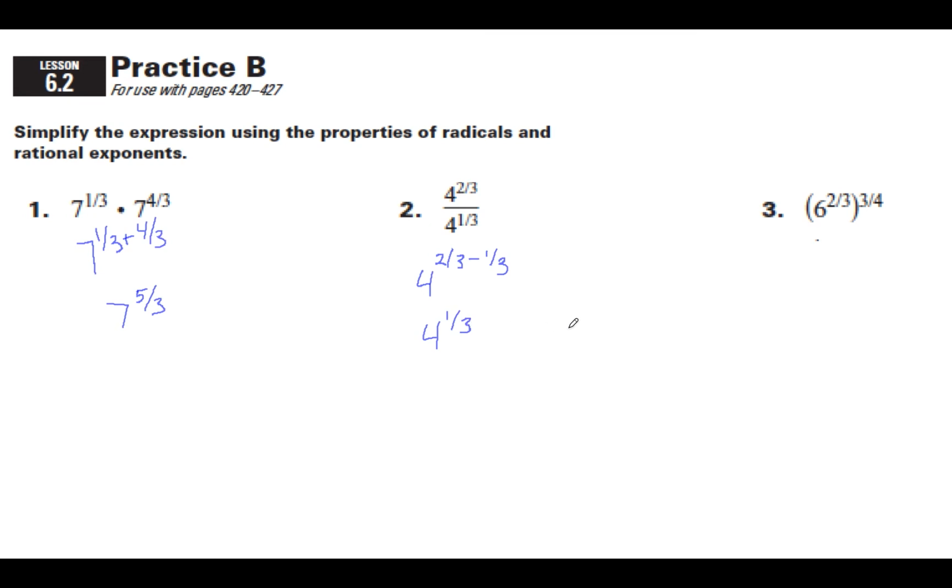Power of a power, so for this one here, we're going to take 6 to the 2/3 power, and that's being raised to the 3/4 power. So this is 6 to the 2/3 times 3/4. You can do some cross canceling, or with fractions, when you multiply fractions, you just multiply across the top, multiply across the bottom. 2 times 3 is 6, 3 times 4 is 12, 6/12. So this is going to be 6 to the 1/2 power.